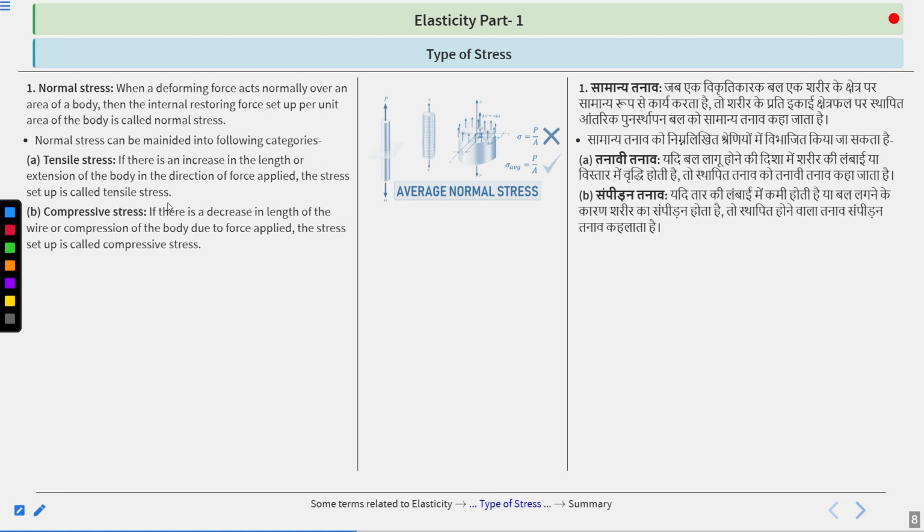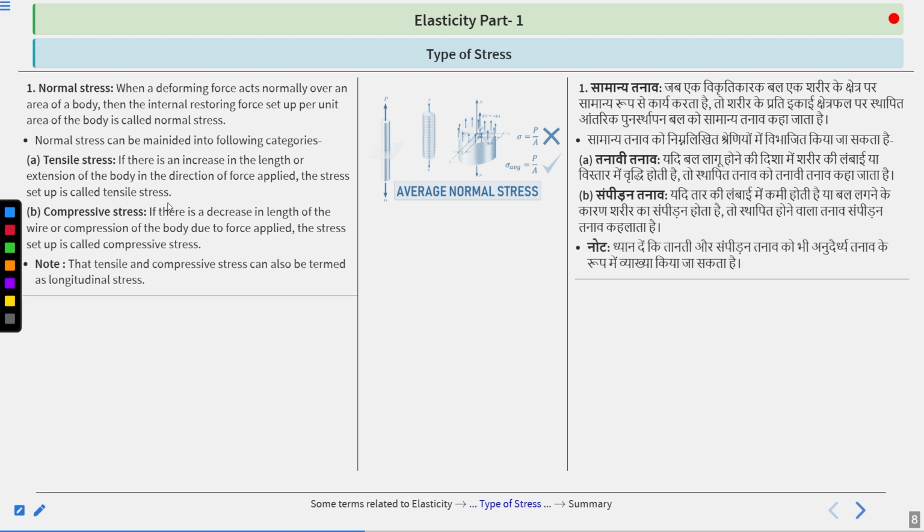Compressive stress. If there is a decrease in the length of a wire or compression of the body due to the force applied, the stress set up is called the compressive stress. Like if you have a sponge ball having a certain diameter, when you try to crush it, automatically you are decreasing the diameter of that particular sponge ball. So that will be a compressive stress.